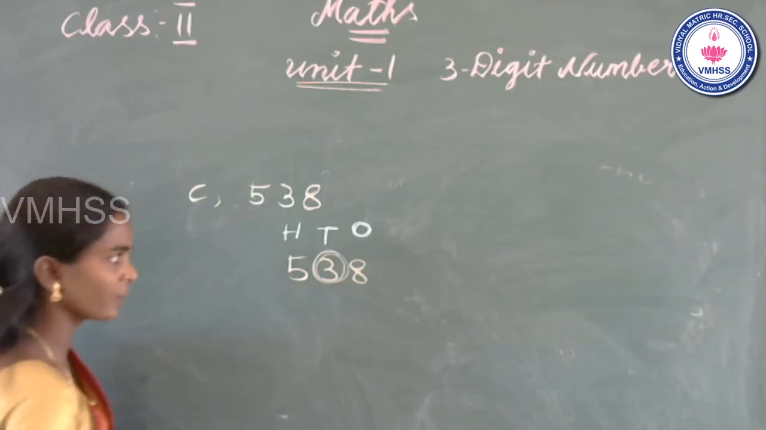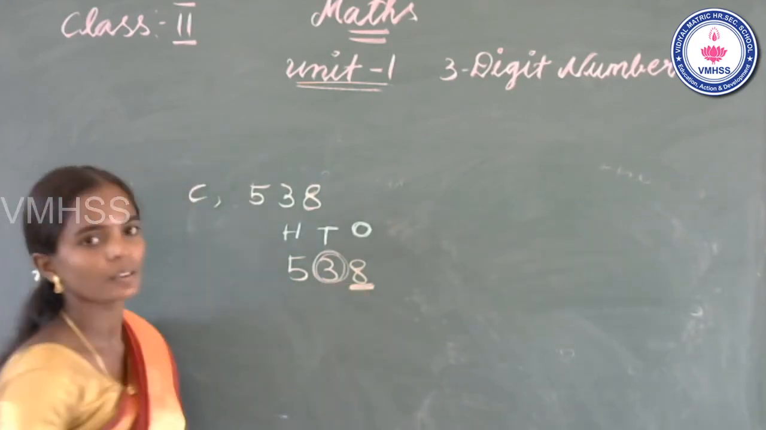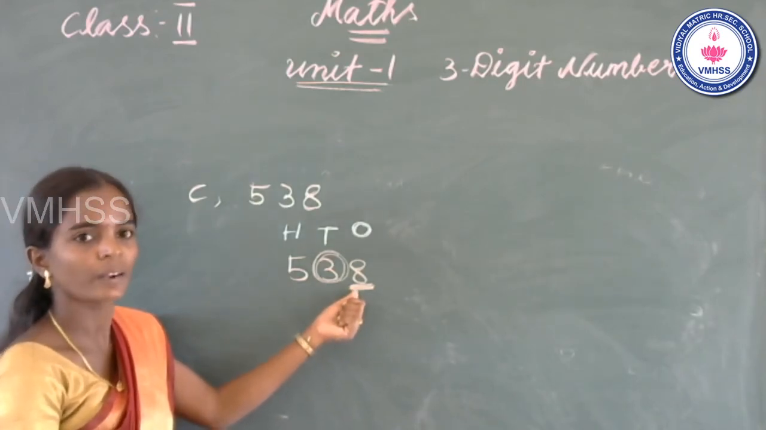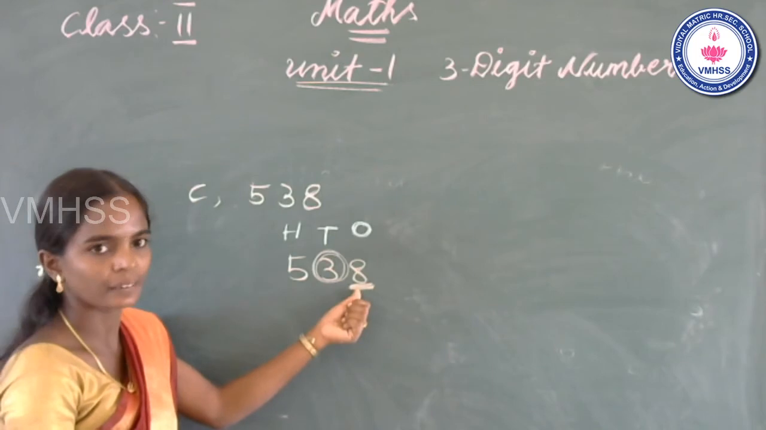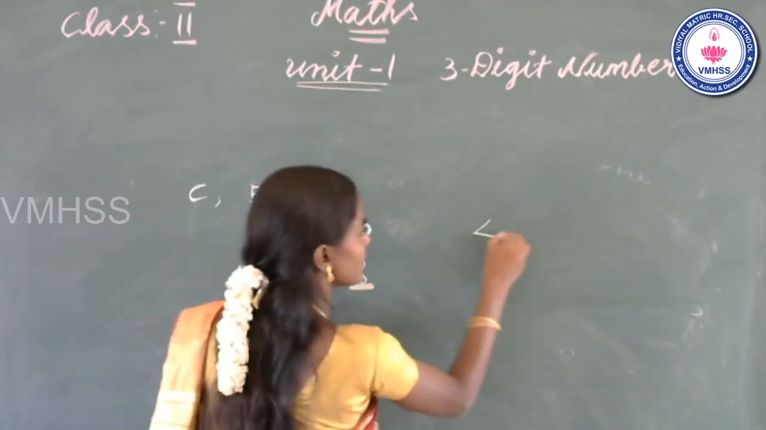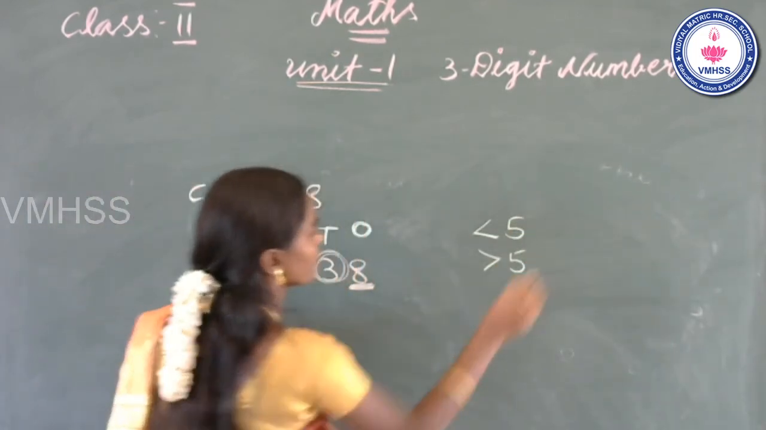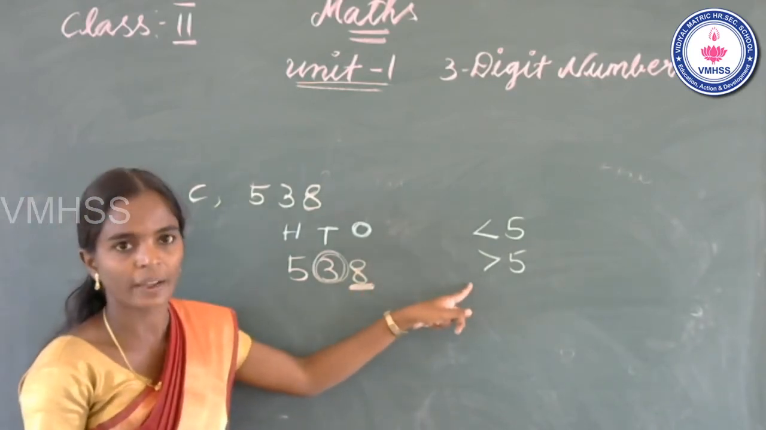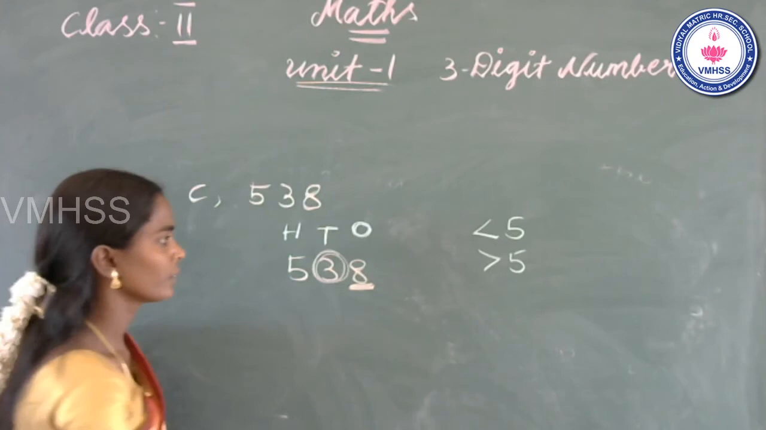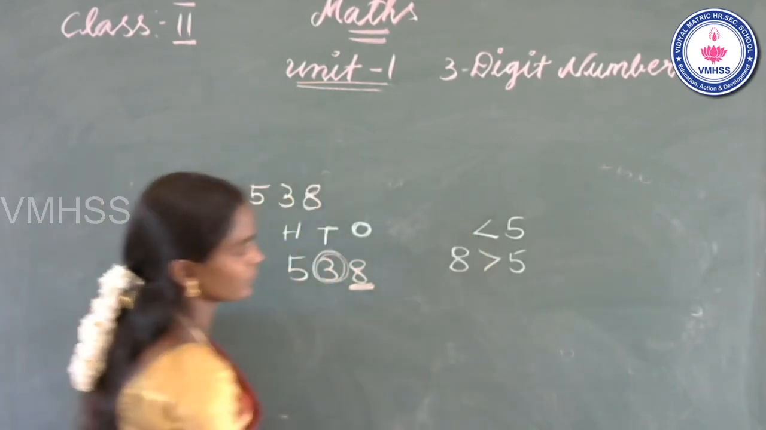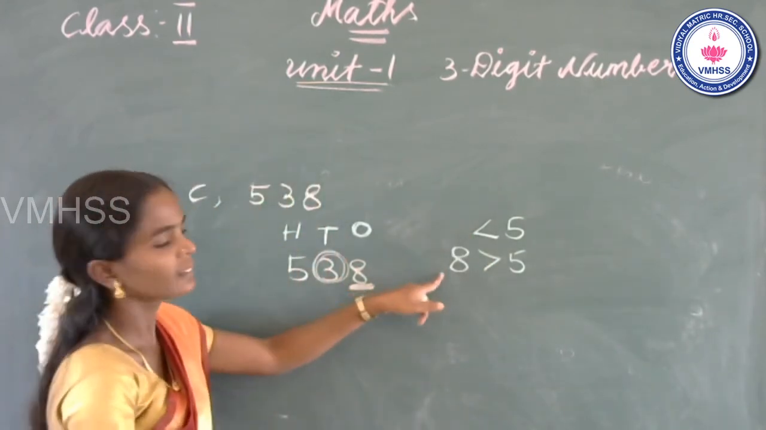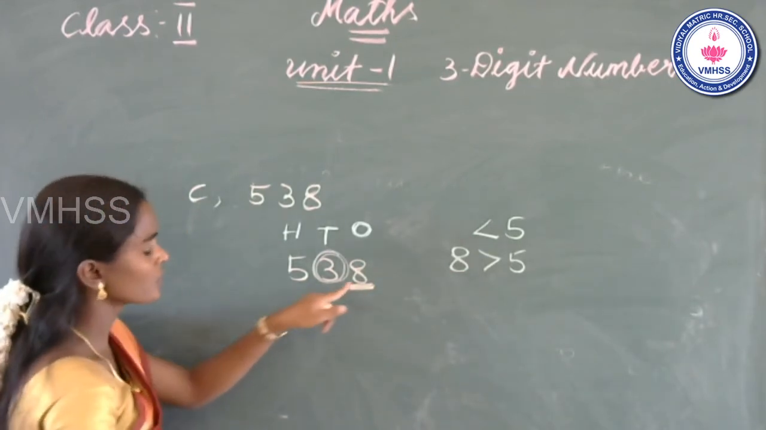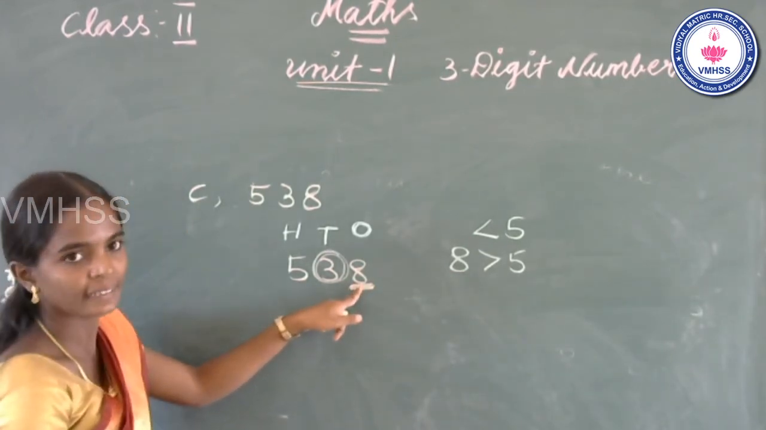Next we look at the ones place number. What is the ones place number? 8. Very good. So 8 is less than 5 or greater than 5? Very good. Greater than 5. Children, listen. So this number is greater than 5.